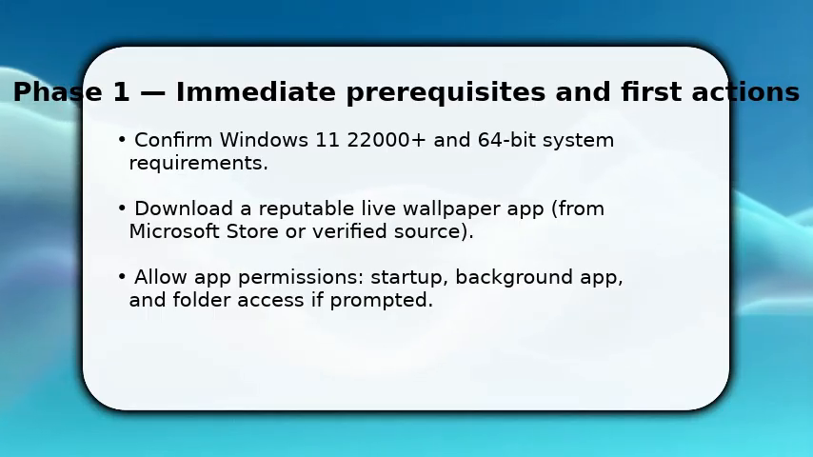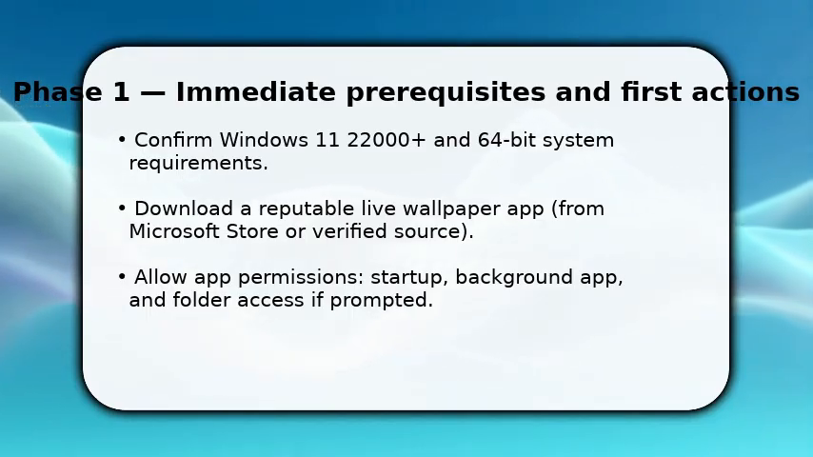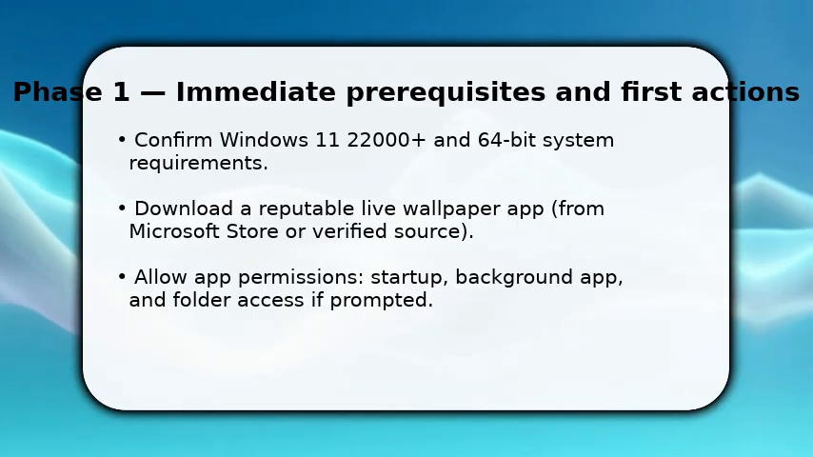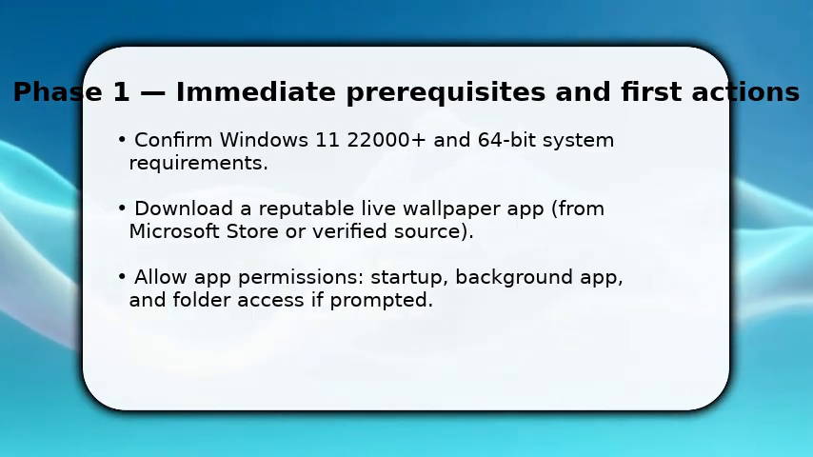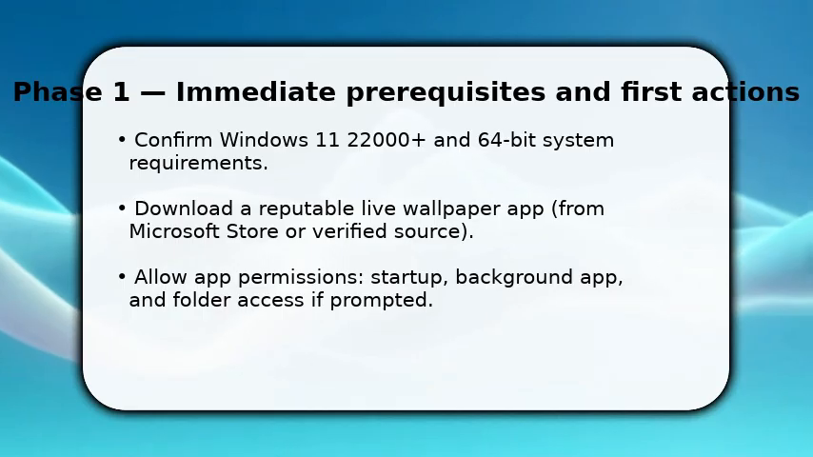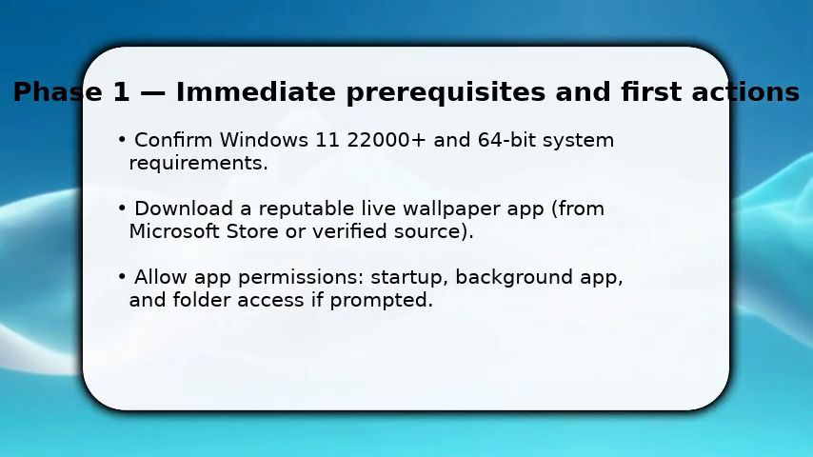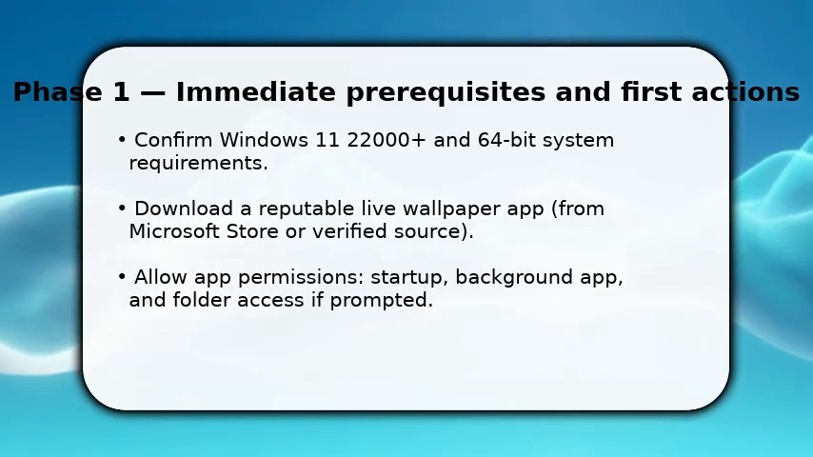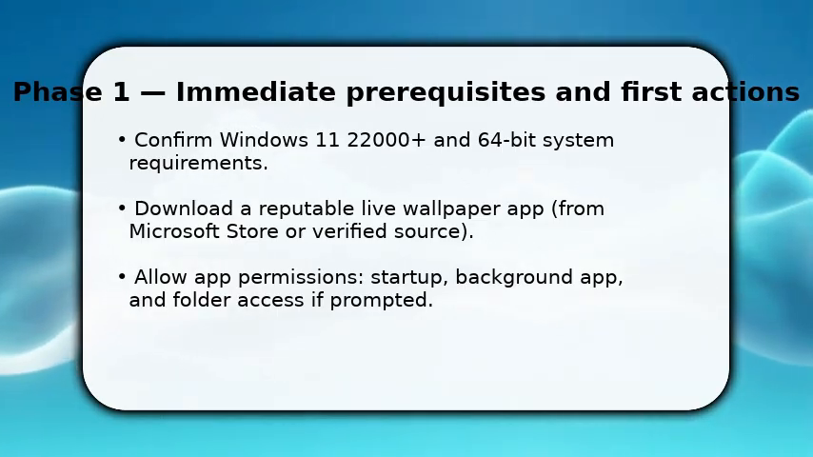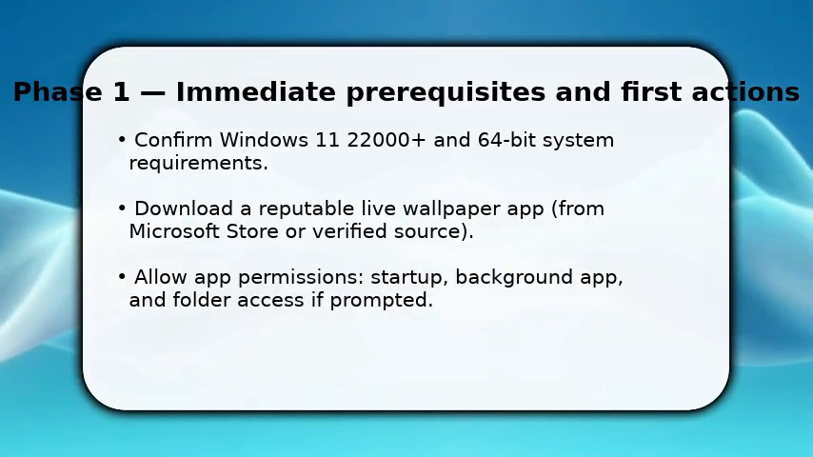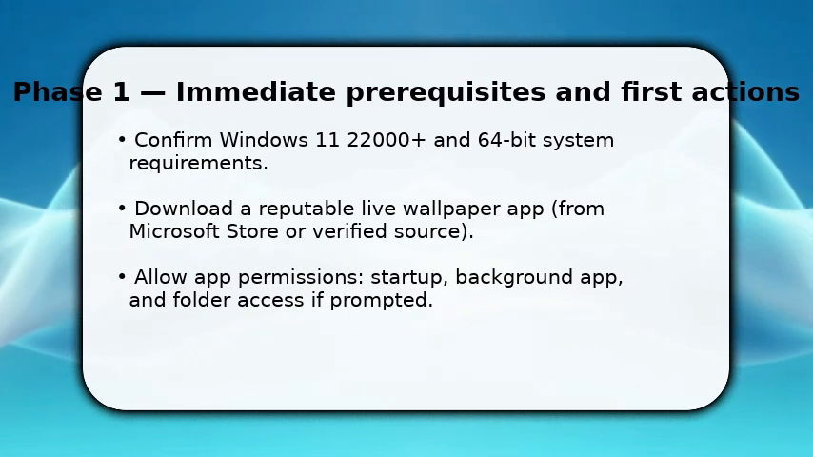You start by confirming prerequisites, Windows 11 build and free disk space, then install a trusted live wallpaper app. Once done, open the app and grant requested permissions so animations can run at startup and access media. Make sure File Explorer and Power Settings permit background activity, otherwise wallpapers may pause. You'll also pick between built-in packs or import your own video or animated GIF. This gets you from 0 to having the app ready to configure.